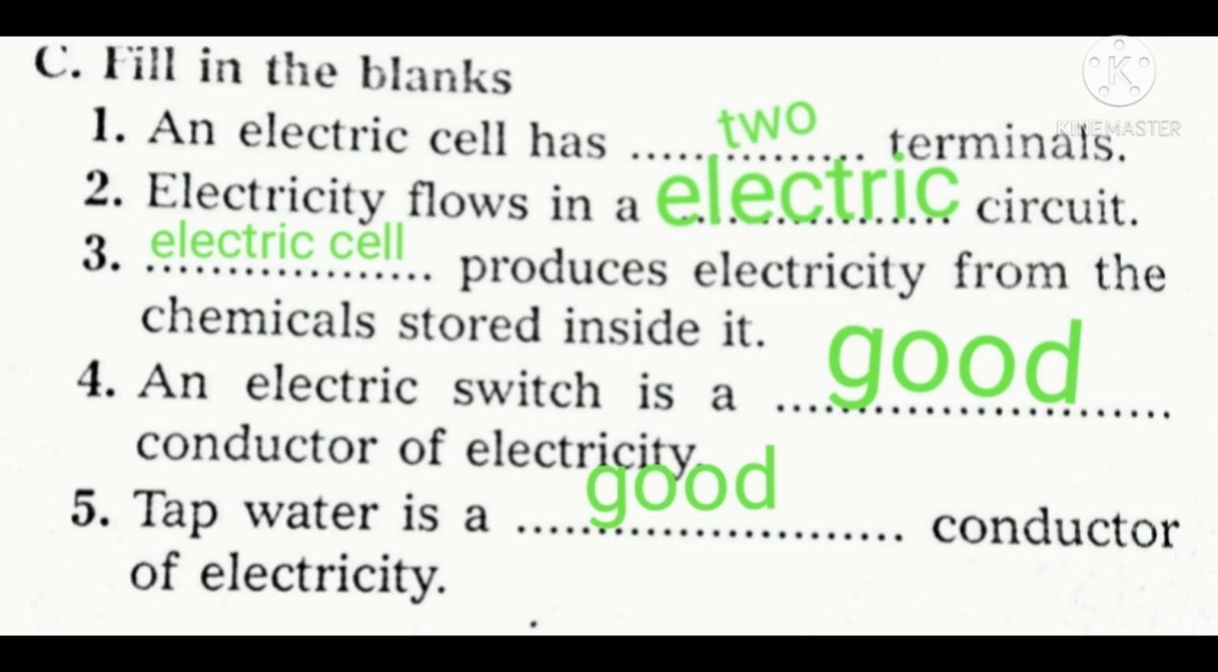Third one, dash produces electricity from the chemical stored inside it. Yes, electric cell. An electric cell produces electricity from the chemical stored inside it. Next one, an electric switch is dash conductor of electricity. Electric switch is a good conductor of electricity. Fifth one, tap water is a dash conductor of electricity. Yes, tap water is also a good conductor of electricity.